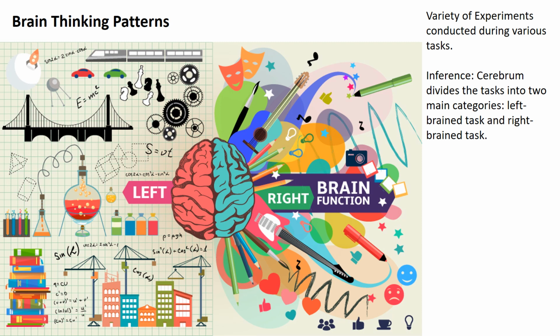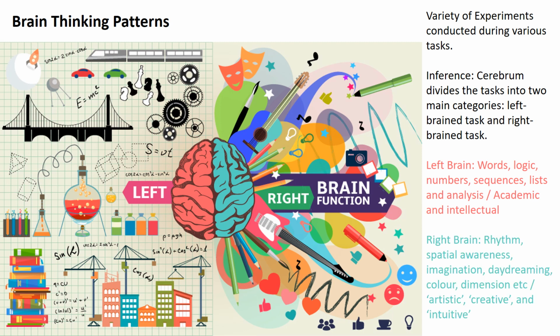The left brain tasks are those which deal with words, logic, numbers, sequences, lists and analysis. These are primarily used on the academic side, and people very strong in this area are intellectuals. The right brain tasks have to do with rhythms, the spatial awareness around you, imagination, daydreaming, colors, dimension, etc. So this is more to do with artistic creativity and intuition.